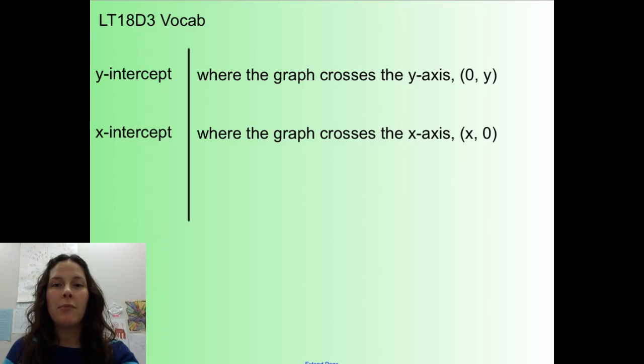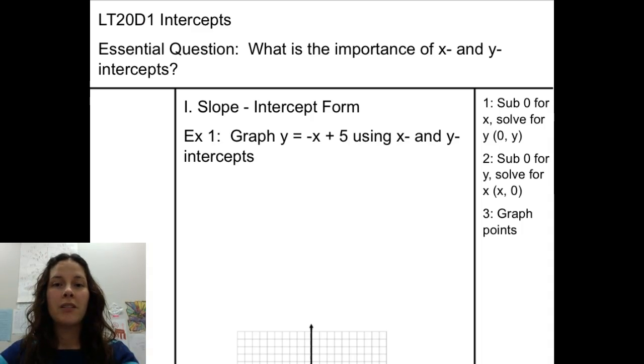An intercept, remember, is where the graph crosses the x or y axis, and you will get an ordered pair. An x-intercept, you will have an x value, and then the y value will be 0. For the y-intercept, you have an x value of 0, and then you'll have a y-coordinate. Reviewing slope-intercept form, we're going to see how to find intercepts in all 3 forms of the line.